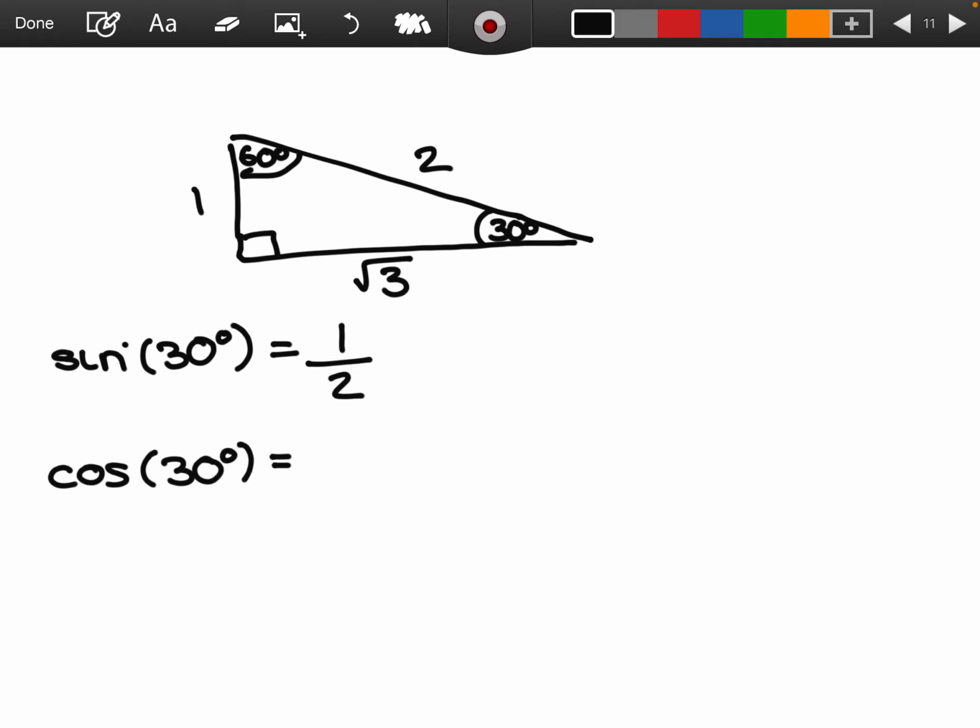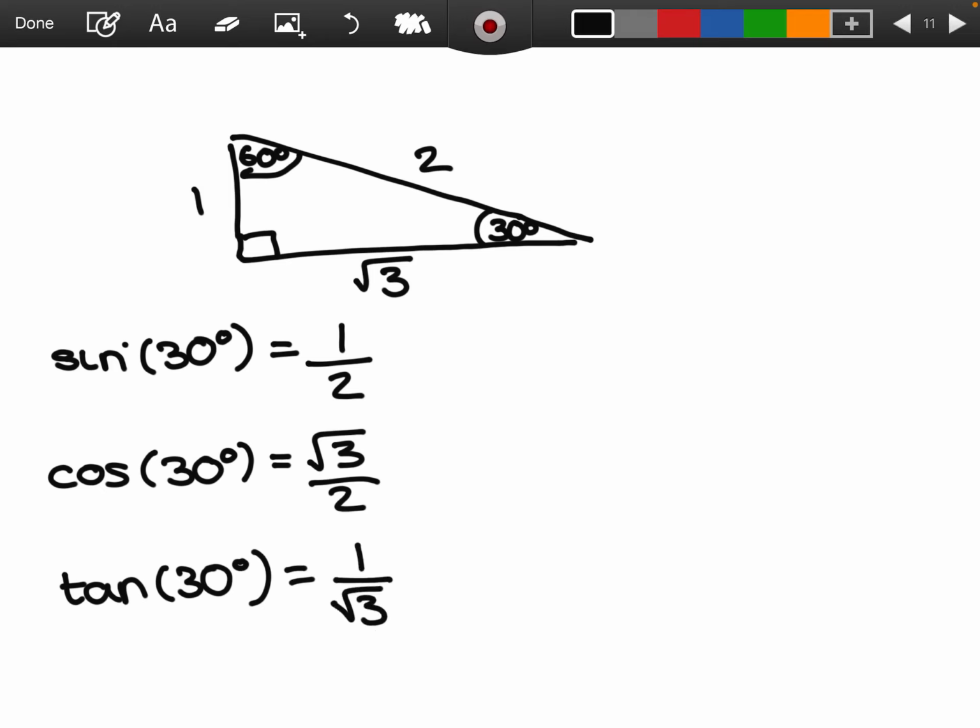Cosine of 30 degrees is adjacent divided by hypotenuse, which is the square root of 3 divided by 2. And tan of 30 degrees is opposite divided by adjacent, which is 1 over the square root of 3, which again, normally they're going to rationalize the denominator. Multiply top and bottom by the square root of 3, so then that square root is on the top of the fraction to give you the square root of 3 over 3.